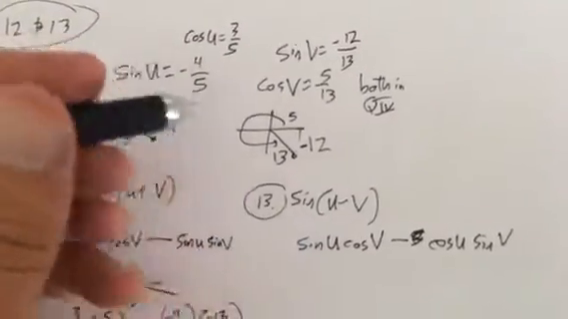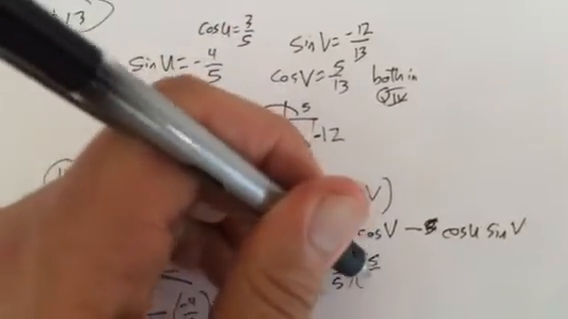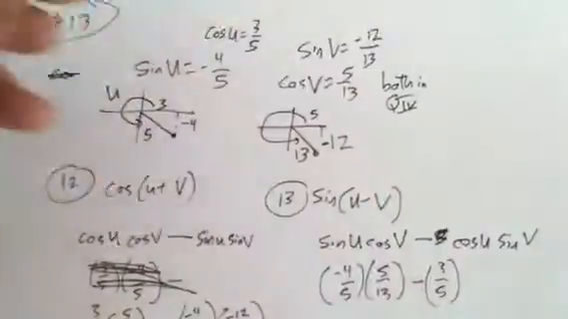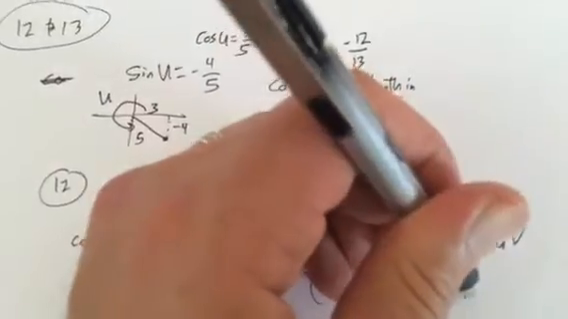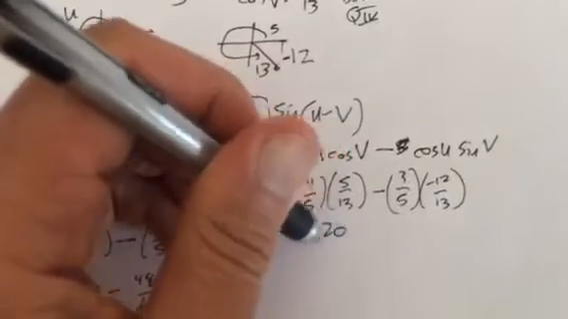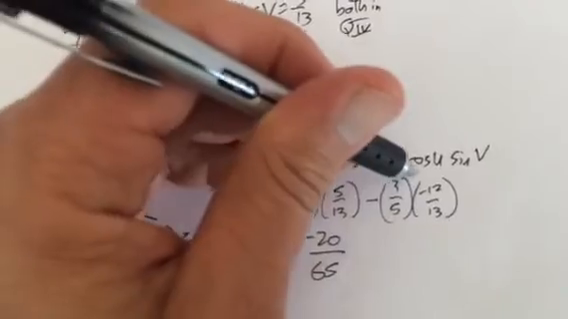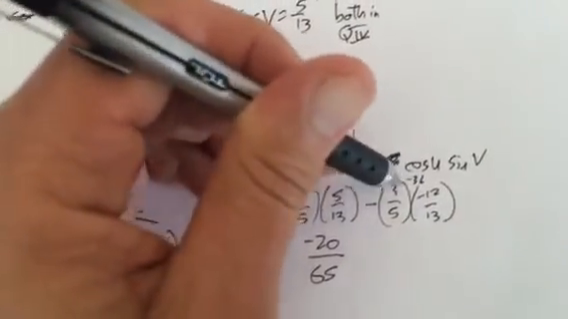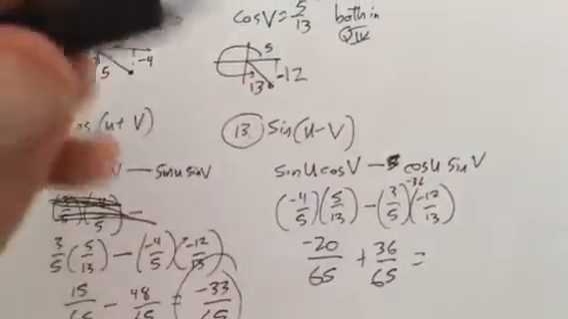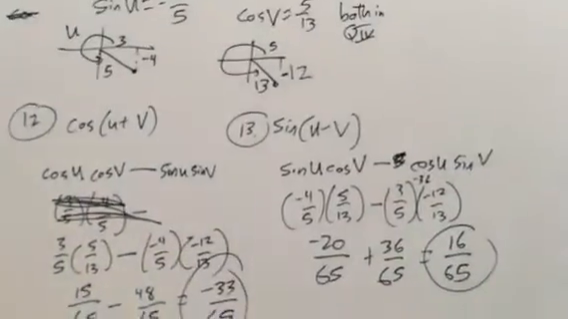All right, let me plug in those values. I'll be careful this time. Sine of u is negative 4/5. Cosine of v is 5/13. Minus cosine of u is 3/5, sine of v is negative 12/13. So this is going to be negative 20 over 65. And notice I have a negative here. This would be a negative 36, but then it's subtracted, so it's plus 36/65. Negative 20 of them plus 36 of them is 16 of them. There's 12 and 13.